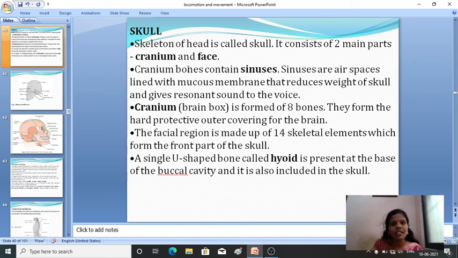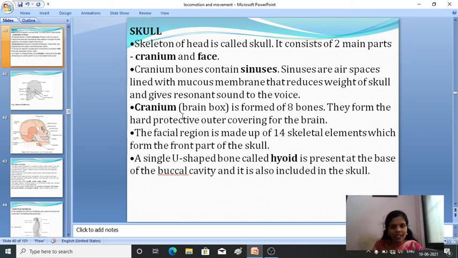This cranium contains sinuses. These sinuses are air spaces lined with mucous membrane that reduces the weight of the skull, and it gives resonant sound to the voice.